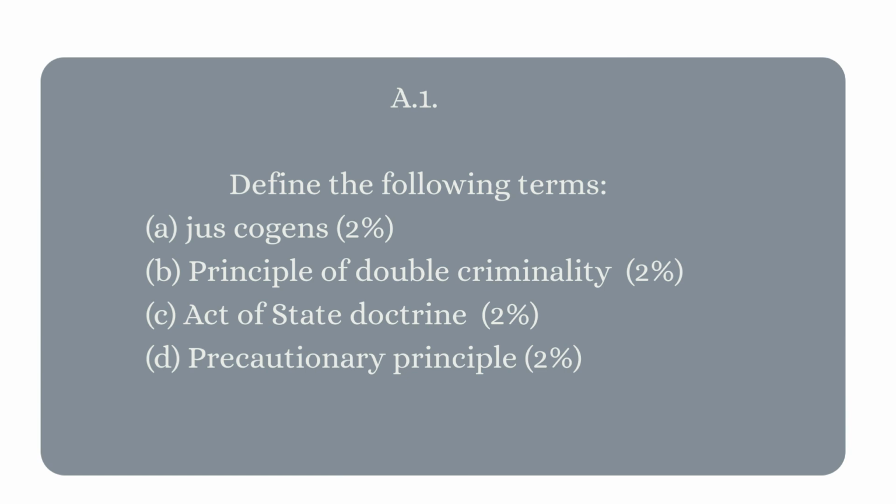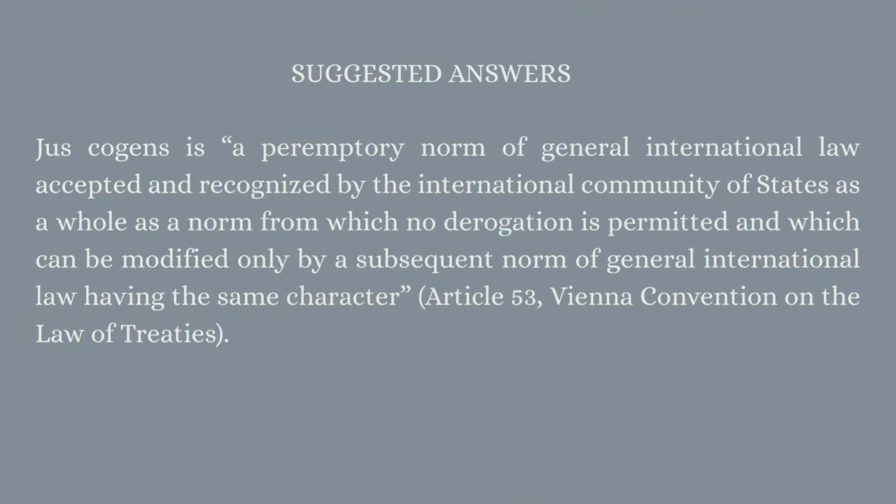Question A1. Define the following terms: jus cogens, principle of double criminality, act of state doctrine, precautionary principle. Suggested answer. Jus cogens is a peremptory norm of general international law accepted and recognized by the international community of states as a whole as a norm from which no derogation is permitted and which can be modified only by a subsequent norm of general international law having the same character. Article 53, Vienna Convention on the Law of Treaties.